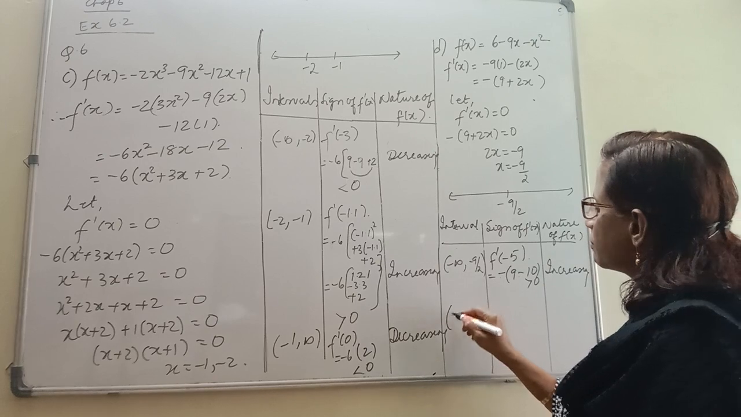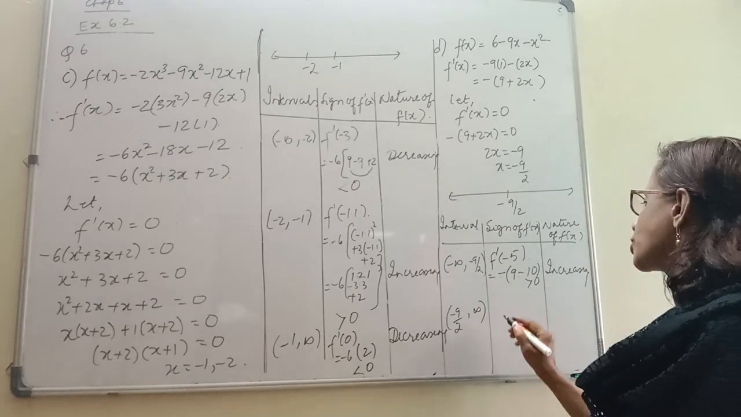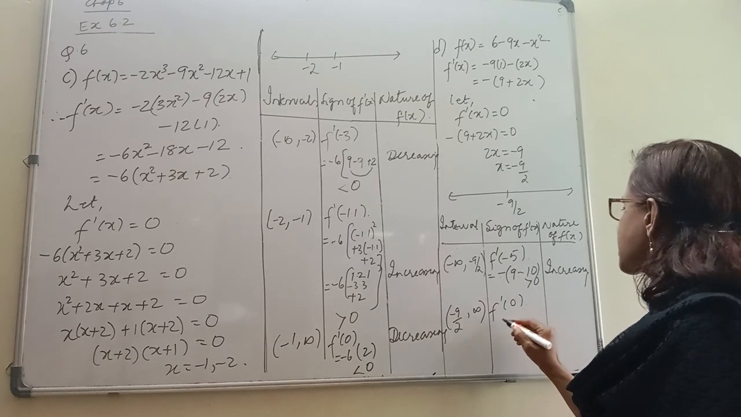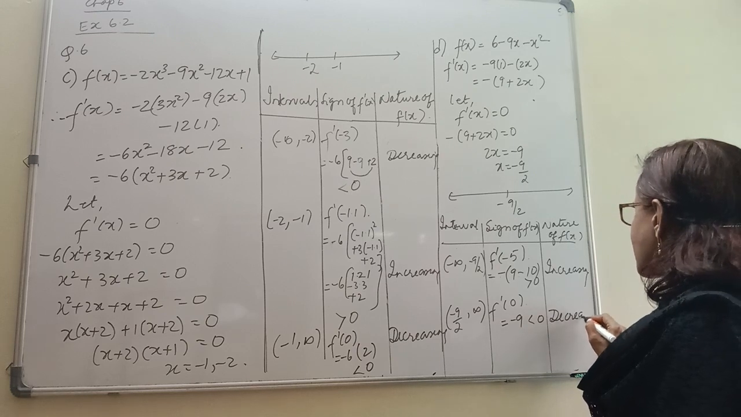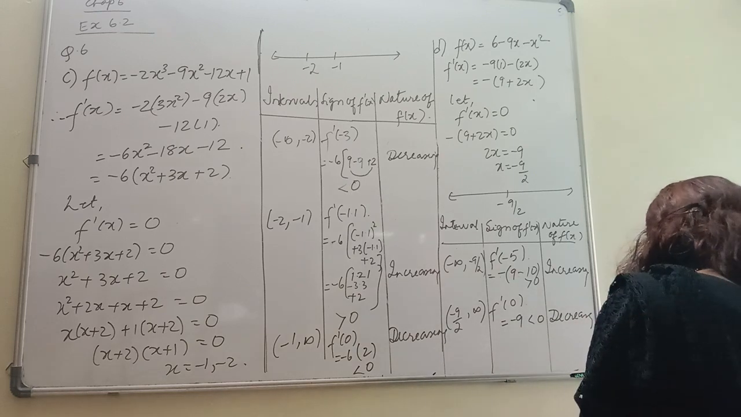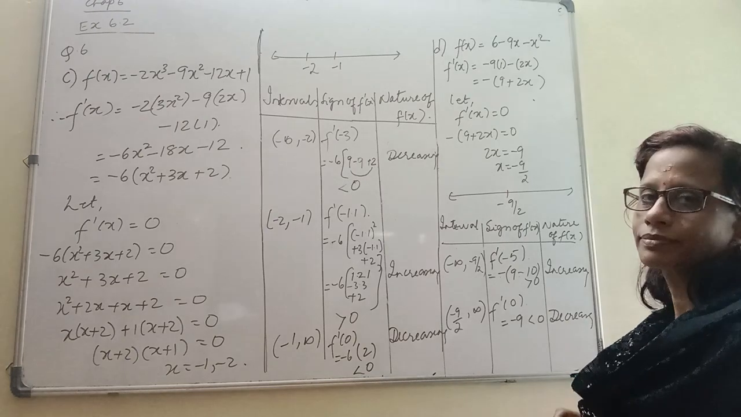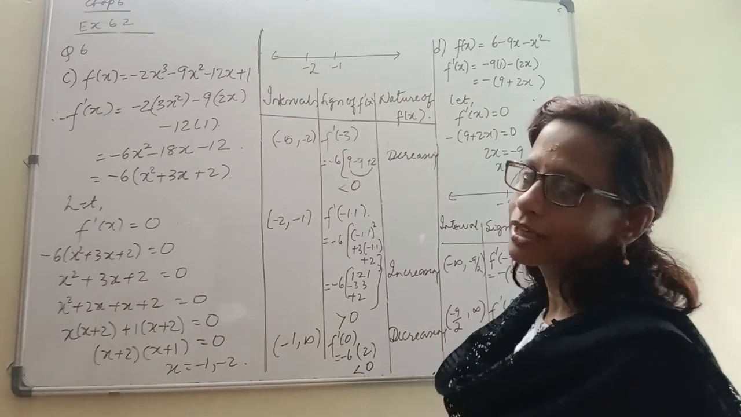Then you can have minus 9 by 2 to infinity, where 0 lies. So f dash at 0, what will come? Minus 9. That's negative. So here it is decreasing. Actually, it's only that much. Quite simple. After we do the cubic, quadratic looks very, very simple. So that's about it.